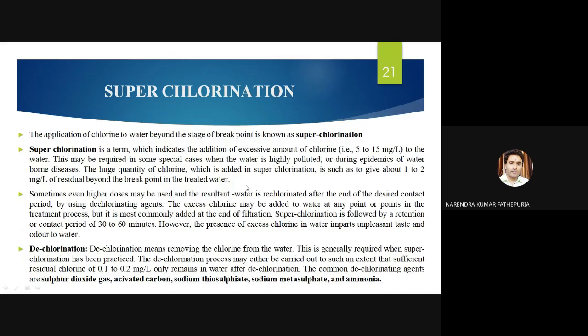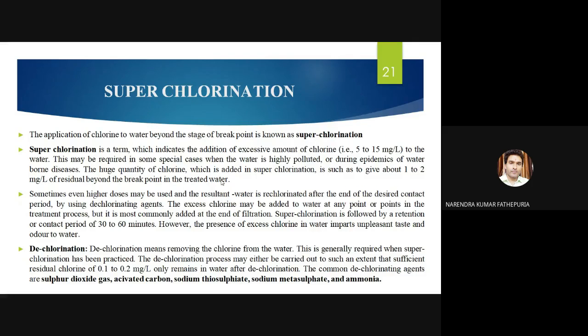The doses will be higher for the superchlorination, 5 to 15 mg per liter. If water is highly contaminated with bacteria and microorganisms, then superchlorination is required. The time will also be larger, a 30 to 60-minute contact period you have to provide for it. And doses will be higher for the superchlorination. Special cases we have to recommend for it. If water is highly polluted during the pandemic season, epidemic period of waterborne diseases, then we have to go for the superchlorination.